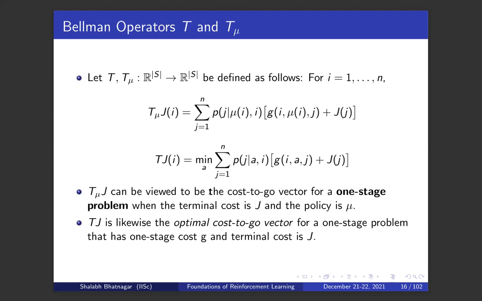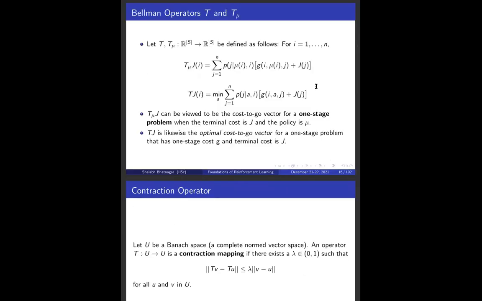Now T mu J, as I said, can be viewed as the cost to go vector for a single stage problem, or a one stage, finite horizon problem, when the terminal cost is, sorry about that, I don't know what has happened.